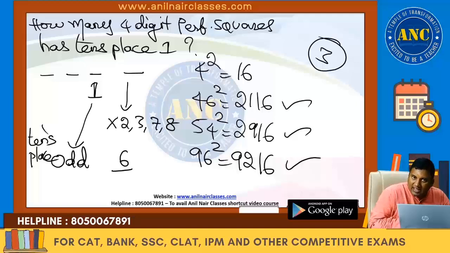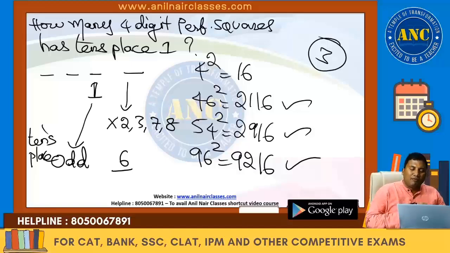I hope the idea is clear. Tens place will be odd only when the unit digit is 6. So directly the last 2 digits came out to be 16. 4 square is 16. 50 minus 4, 50 plus 4, 100 minus 4, 100 plus 4. 100 plus 4 is 108 square, which is 11664. I want a 4-digit perfect square. Idea clear? Like this, questions can be created in whatever way is possible.